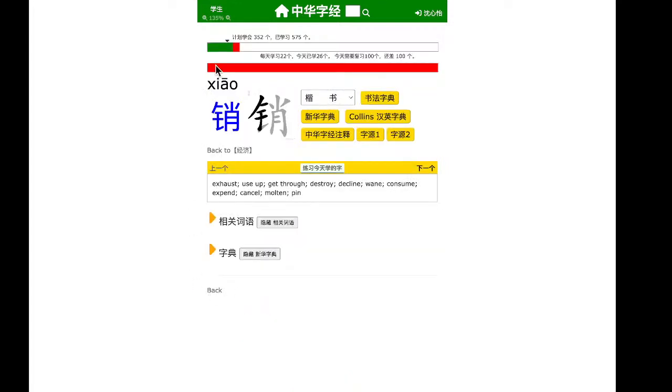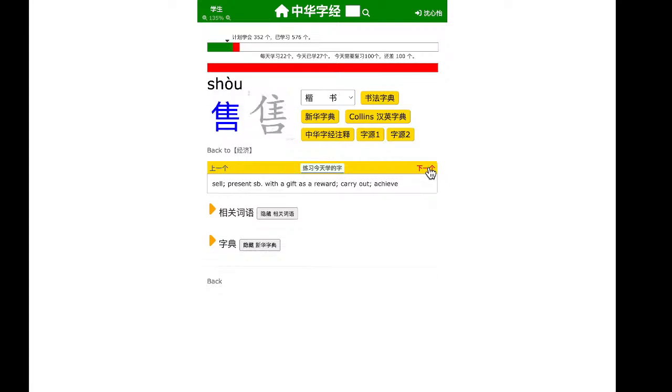消 means to exhaust or use up, to destroy or consume or expend. Also refers to canceling something. I think this is that one, like 促销 or 取消, 撤销. Those words are all for canceling and deleting things. Next means to sell or present somebody with a gift or to carry out. Generally, these other ones you want to delete them. Yeah, they're too rare. I can delete them.